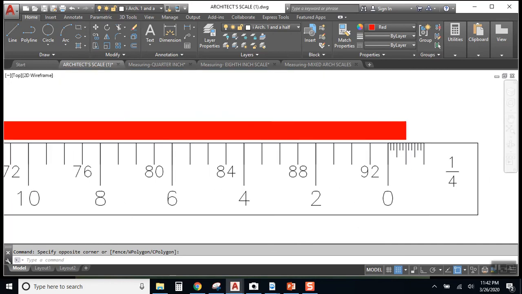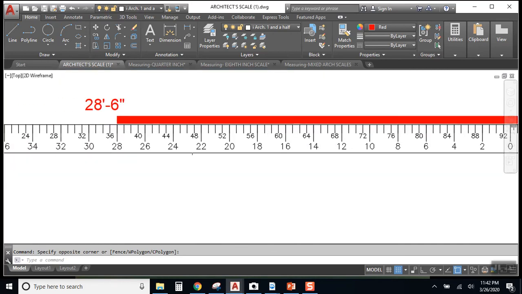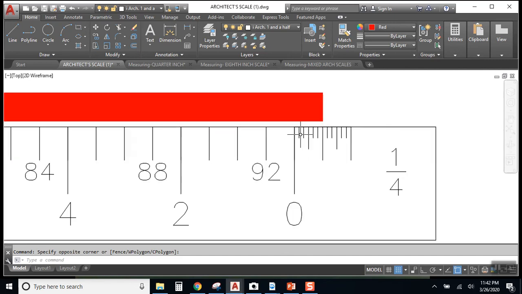So just like before, we get the same number, except now we're working from the 28 feet. We're saying it's 28 full feet down to the 0 with a little bit more, and the little bit more is 6 inches.